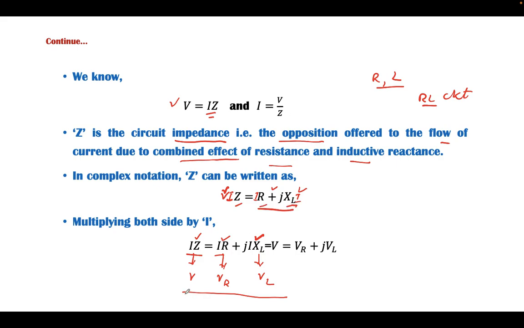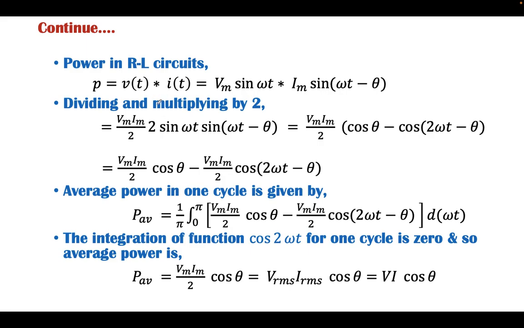Similarly, the voltage relationship across the inductor, impedance, resistance, and inductor can also be realized as: the applied voltage V must equal VR plus jXL, or the phasor sum of VL and VR. Now, again, applying the concept of power, power is equal to current into voltage. If it is the instantaneous value of current and voltage, then we can get instantaneous power as a function of time.